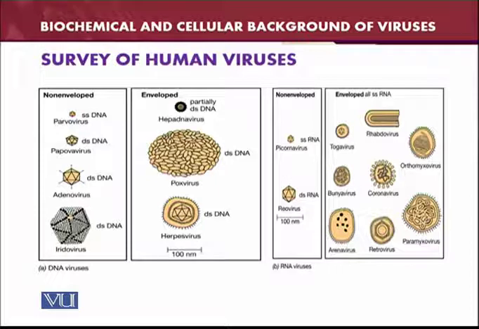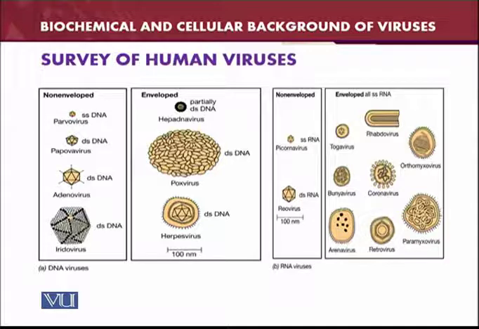Picornaviruses are very small viruses. They are an example of the very smallest viruses existing on this earth. They are single-stranded RNA. Then reoviruses are about 100 nanometers in length, and they are double-stranded RNA and non-enveloped viruses. Then the enveloped viruses are all single-stranded RNA viruses.